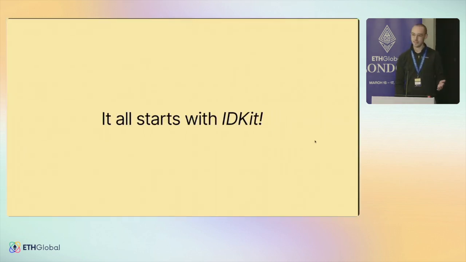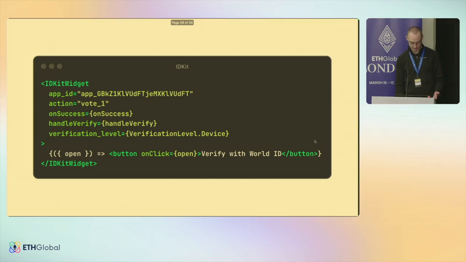So any use of incognito actions will start with IDKit, and it's a single React component. You can also use it in vanilla JavaScript as well, and we have a separate package for that. But all you have to do is configure your app ID and action that you got from the developer portal. There's 2 callback functions. OnSuccess is required, and that's the function that gets called after the IDKit widget is closed. Handle verify is useful if you're doing off-chain proof verifications with our API, where you can verify that proof while the widget's open and display an error to the user in a pretty way, but handle verify is optional.